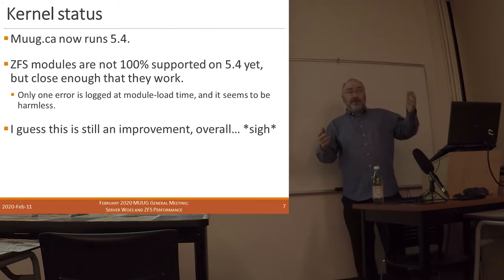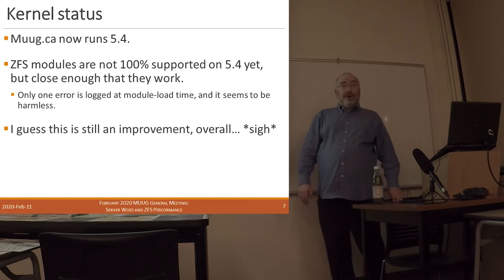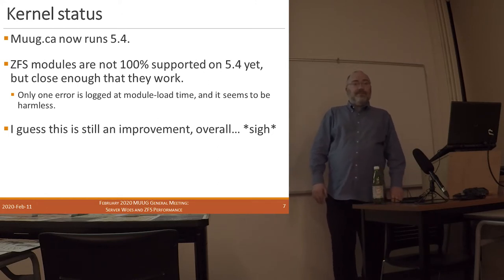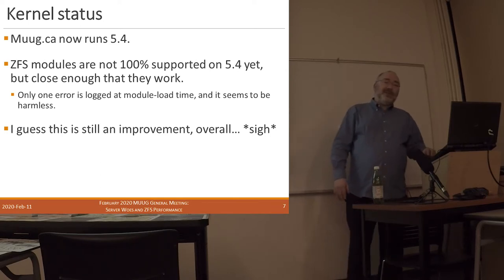So the good news is we're on kernel 5.4 now. Yay. And that is kind of good news, because there's a lot of big improvements performance-wise in 5.4. So, yay. The ZFS modules work. Once they're running, they're running. But you get this really scary error message when they load that seems to be completely innocuous. But who knows? So, yeah, we'll be making sure that auto-update isn't broken.